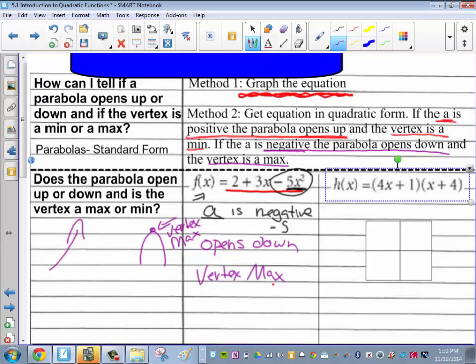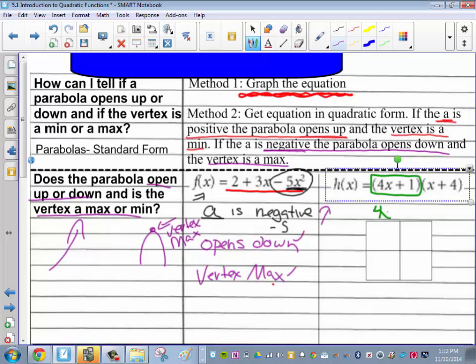So that's looking at this one. This one's in standard form. It's kind of easy to see that. We just find the A. We know it's opening down, thus making the vertex a max. Check, check. That's nice. Now what about this situation right here? This one is not in standard form. And so before we can answer the question, does the parabola open up or down, and is the vertex a min or a max, we got to get it in standard form. And so we're going to use the box method to do that. Let's do that nice and quick.